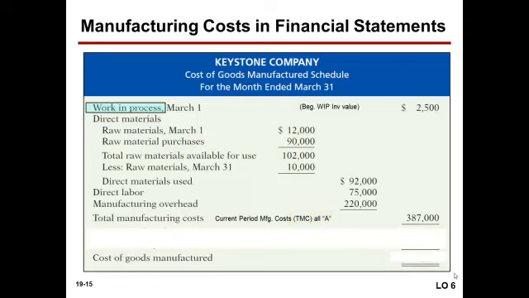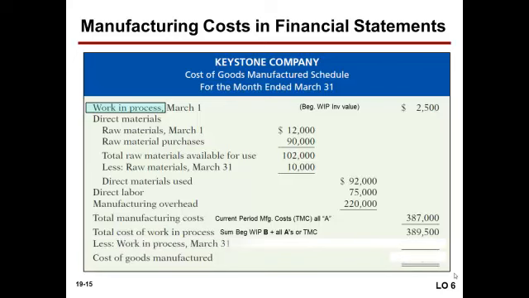To that, we'll add our beginning inventory of $2,500, summing B plus A. Note that TMC is just the additions. So we have total available dollars of $389,500. How many dollars will be removed from the work in process inventory account? Let's first assign dollars to the ending inventory of work in process. At March 31st, that was given at $4,000. And so we subtract that from our total available cost to arrive at our cost of goods manufactured, $385,500.